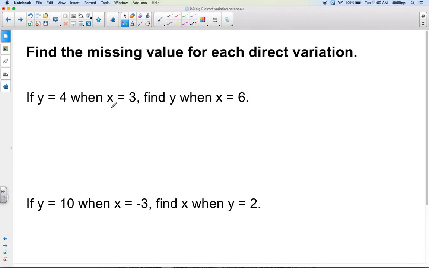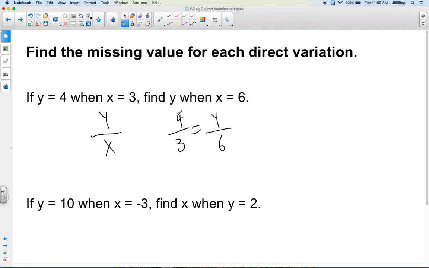Okay, we'll do one more of those. It's very similar to the previous problem, setting it up the same way. If y equals 4 when x equals 3, make sure that you have it as y over x. Then we'll set it up as 4 over 3 is equal to, find your y when x is 6.